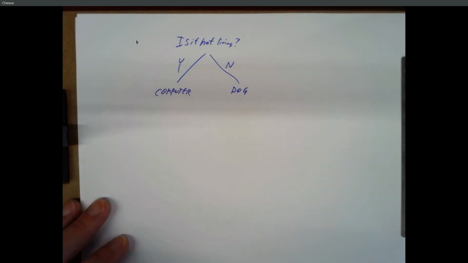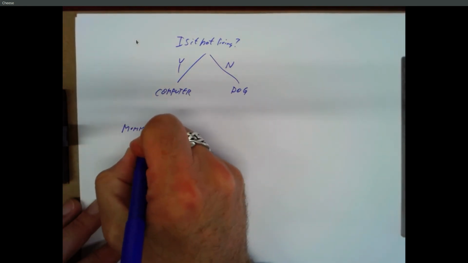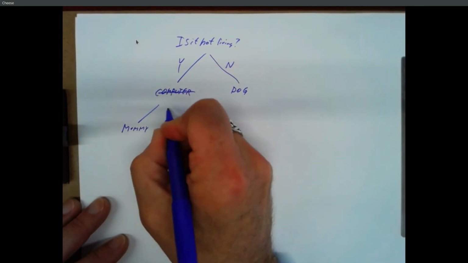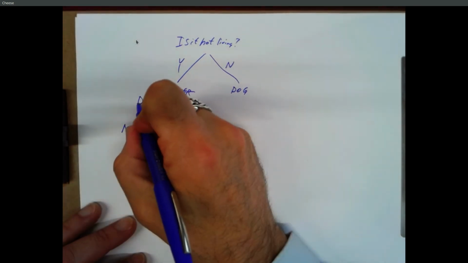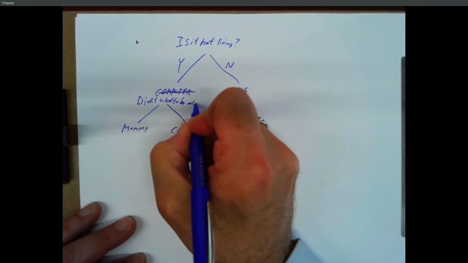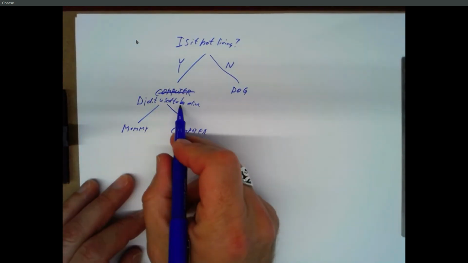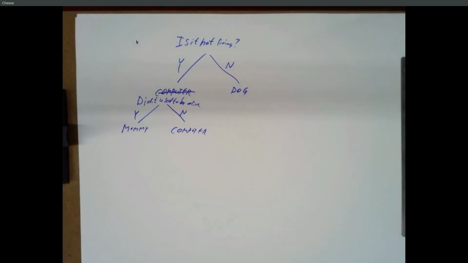So here's what we're going to do. We're going to make a new tree with mummy on one side and computer on another. And can you tell me a question where the answer is yes for a mummy and no for a computer? Did it used to be alive? Okay. And where I used to have computer, I'm replacing that with a new tree which has a question, and the yes answer is mummy and the no answer is computer. All right, thank you.